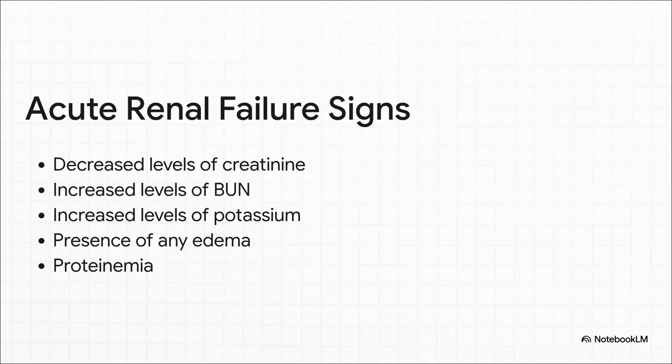According to our specific guidelines, if a patient is admitted with renal insufficiency or severe dehydration, you absolutely must check for renal failure. Look closely at the lab results and the physical exam for indicators like decreased levels of creatinine, increased levels of BUN, increased potassium, the presence of any edema, and proteinemia. Spotting any of these should instantly prompt a closer look or a provider query.